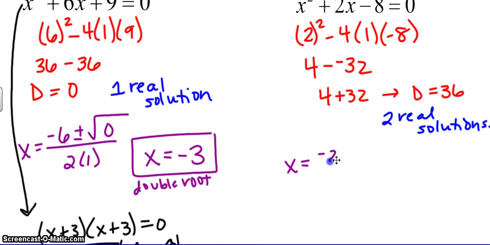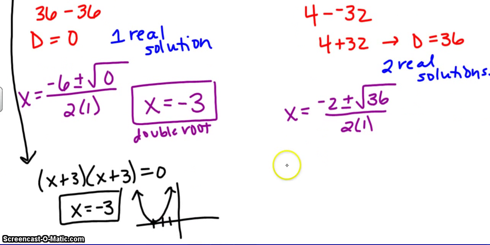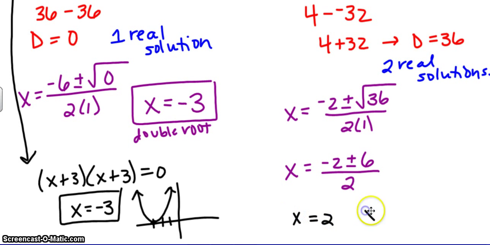x equals the opposite of b, plus or minus the square root. Our discriminant was 36, all over 2a. So the square root of 36 is 6, which is why we lose that irrational part. Now we got to go through and just get our final answer. So you want to read this as negative 2 plus 6, which is going to be 4, divided by 2 is 2. And negative 2 minus 6 is negative 8, divided by 2 is negative 4.